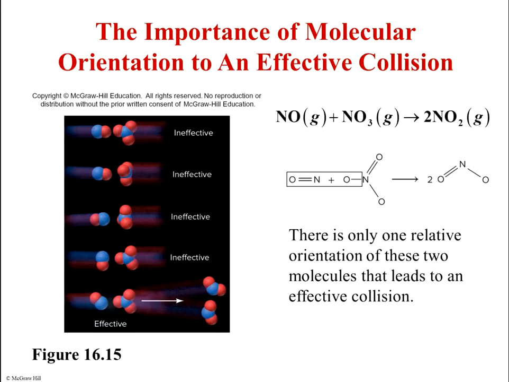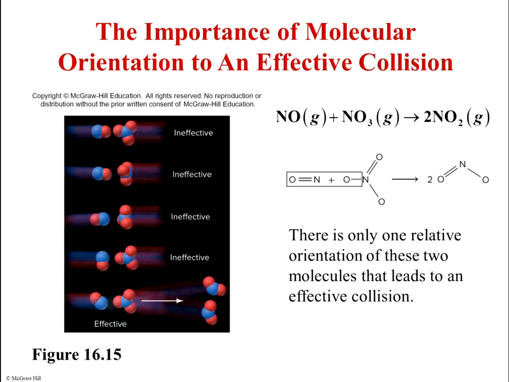Here we can see an example for this. So now we're going to take NO and nitrogen trioxide, NO3, collide them together as reactants to produce 2 molecules of nitrogen dioxide, NO2. So it's a simple oxygen atom transfer from the NO3 to the NO. In this case, for the collision to be effective, the oxygen on NO3 must collide with the nitrogen on NO. You can see that on the right-hand side with the Lewis dot structures. So the oxygen has to be colliding with the nitrogen.